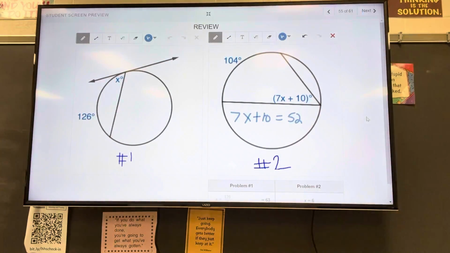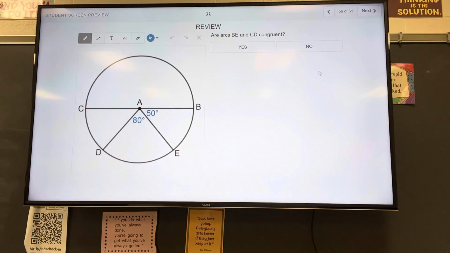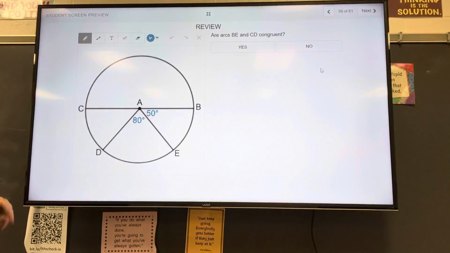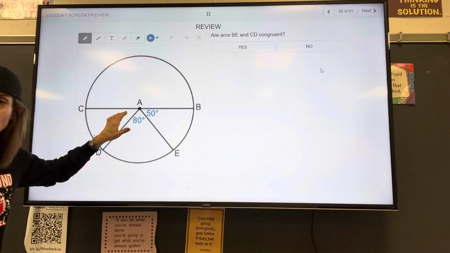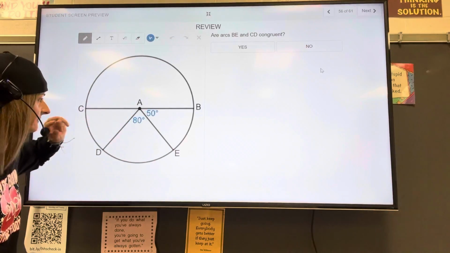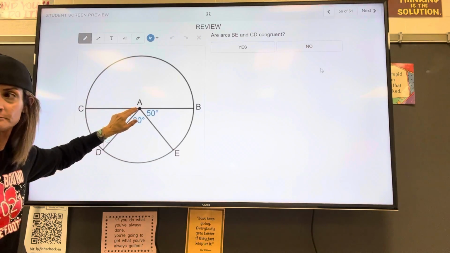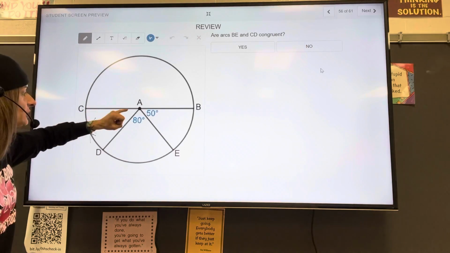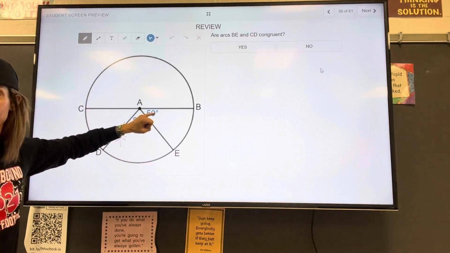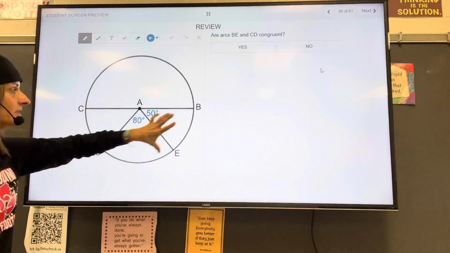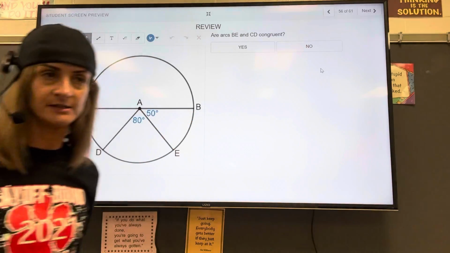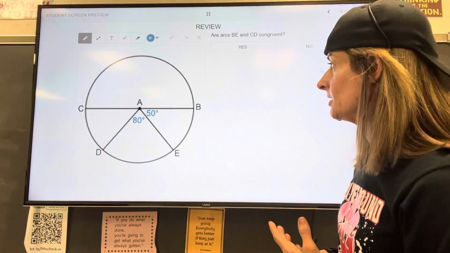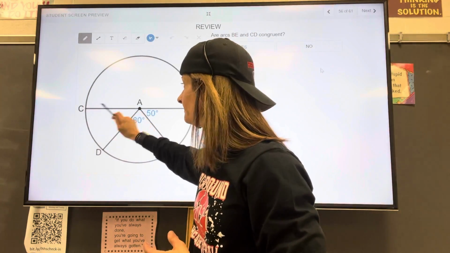Okay. Slide 56. Are arcs BE and CD congruent? Well, if the measure of the central angle, this is a central angle because the vertex is in the center of the circle. All the phones should be away. The measure of this angle is the same as this one, we're about to find out, then these arcs will be congruent because they're on the same circle. They're not on different size circles. They're not on concentric circles. They're on the same circle. So how do we find the measure of this angle?